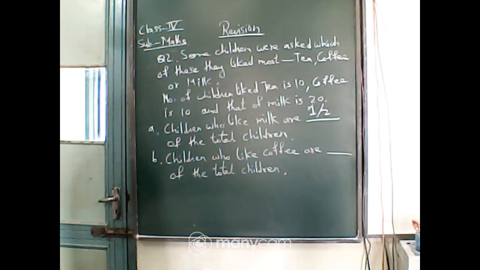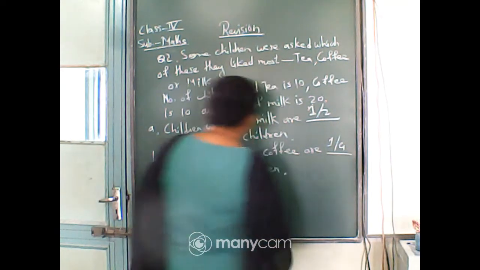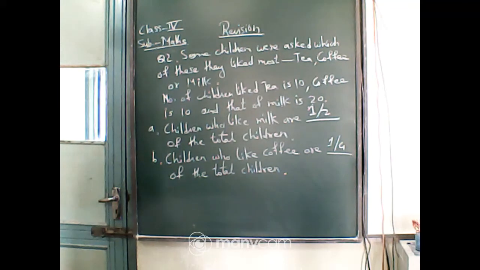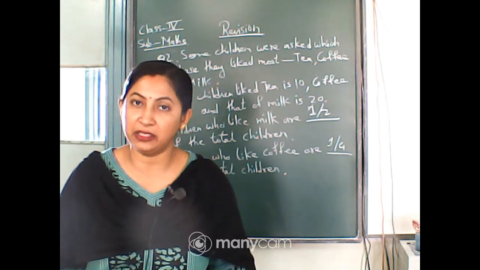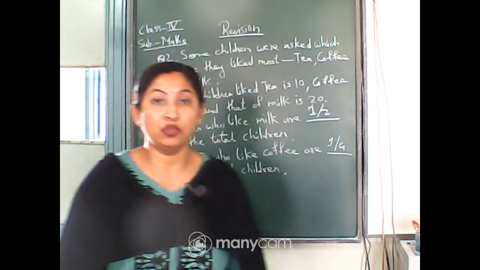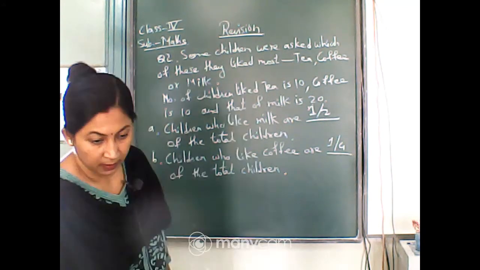And then children who like coffee is 10. So out of 40, 10 children like coffee, that means it is 1/4 of 40. So you will write here 1/4. That means children who like milk are half of the total children, and children who like coffee are 1/4 of the total children. So this way you will solve the smart chart, if this type of question comes. Okay, let us write question number 3 now.